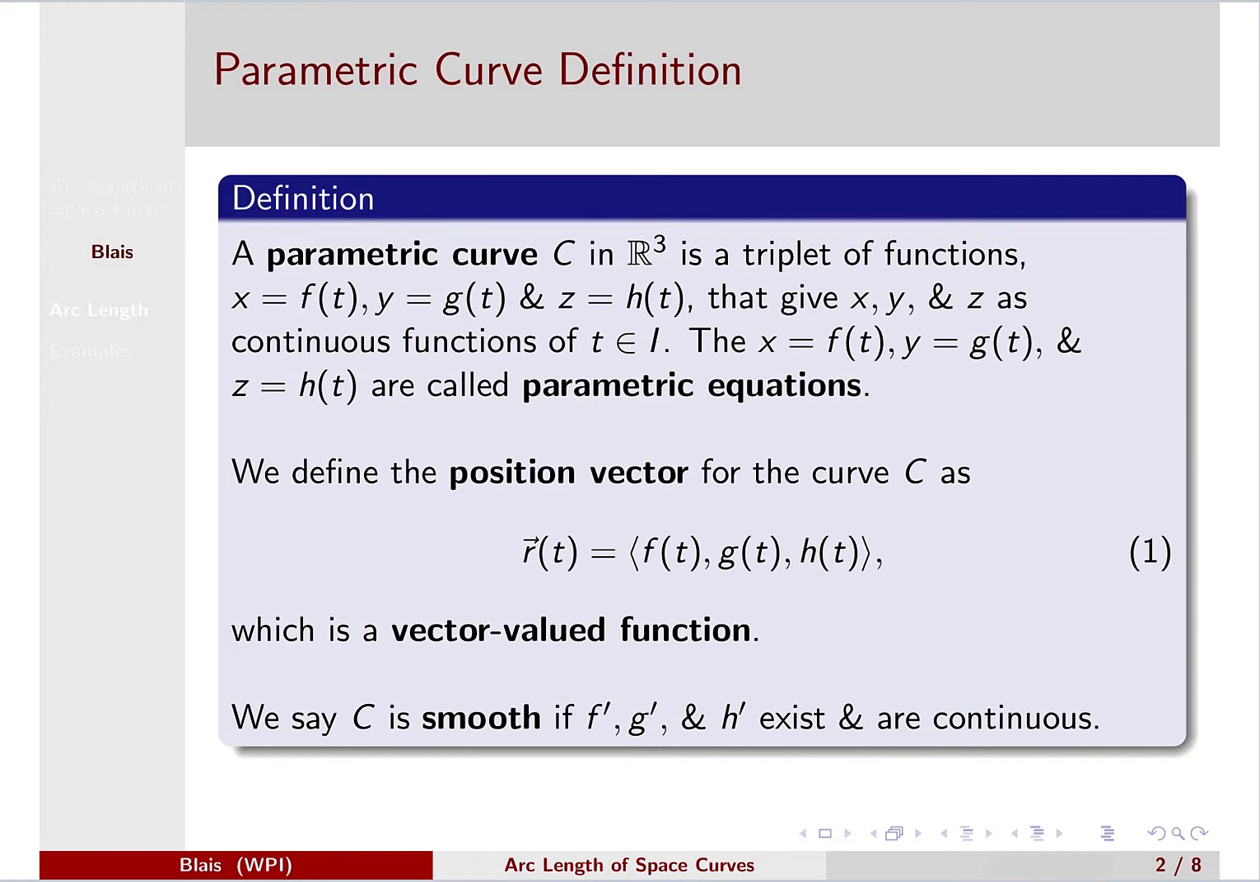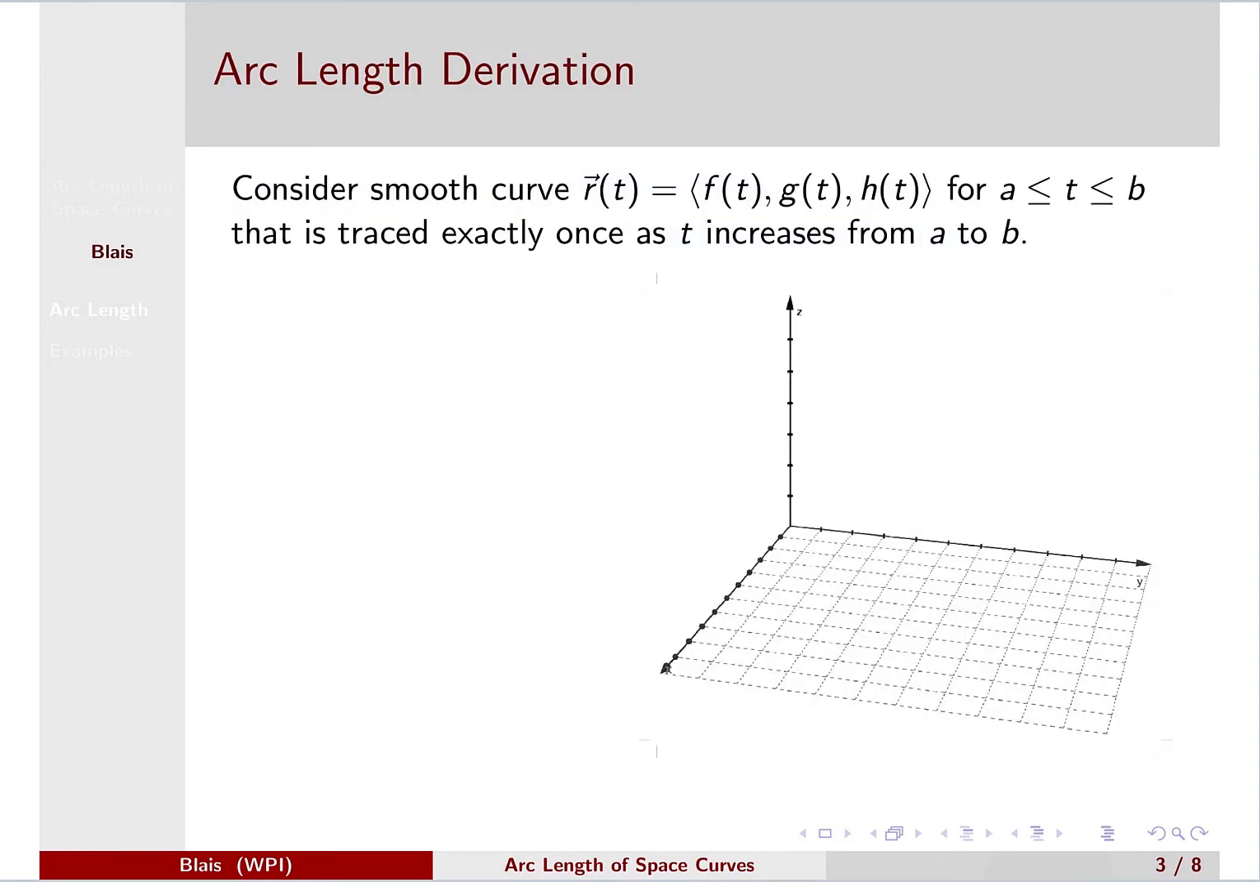Further, we define the position vector for this curve C as the vector r of t, where it has these f, g, and h functions as components of the vector. And we say C is a smooth curve if the components f, g, and h all have derivatives which are continuous. For such a curve, we want to introduce the concept of arc length.